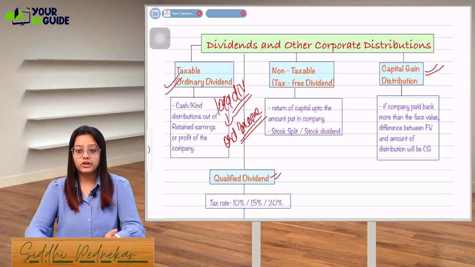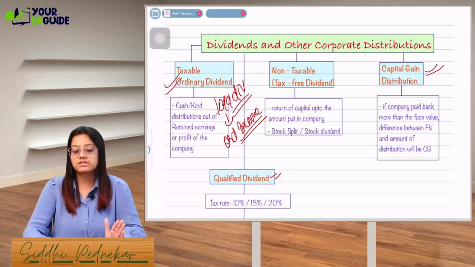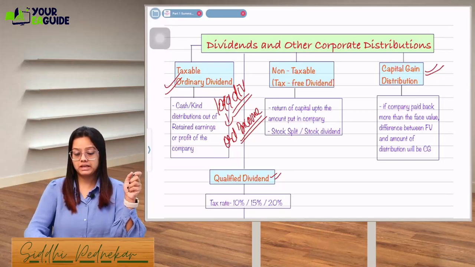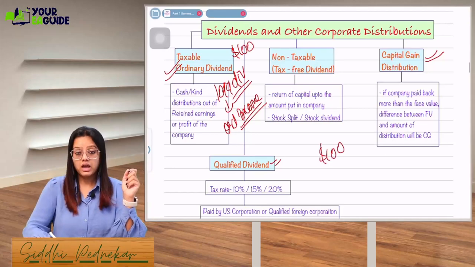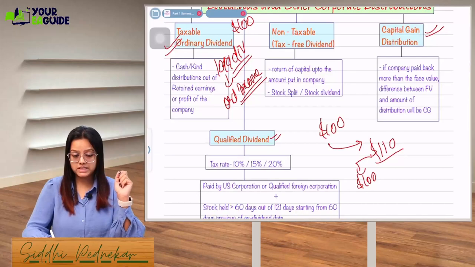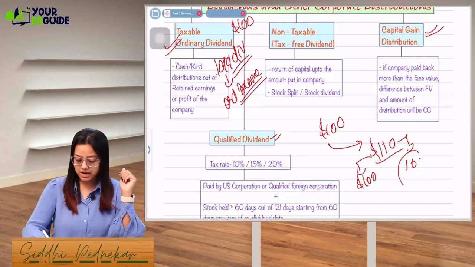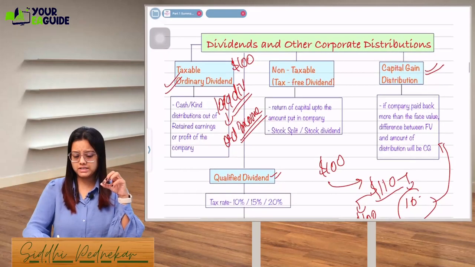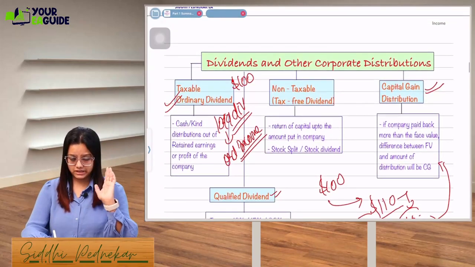When you are going to receive a distribution which is more than the face value, the difference between the face value and the amount of distribution will be your capital gains. Let's say my face value was $100, and I am going to receive a dividend of $110. Up to $100, it will be recorded as ordinary income that is taxable. The extra $10 will be considered as my capital gain. It will be chargeable at a capital gain tax rate of 0%, 15%, or 20%. We'll see that later on.